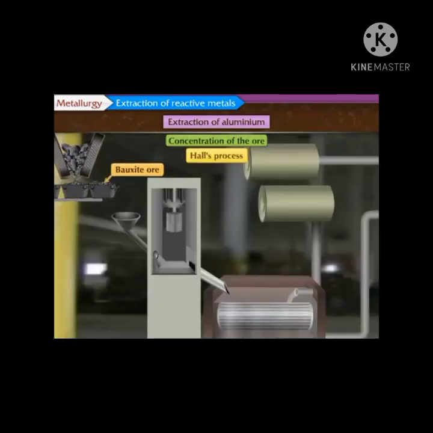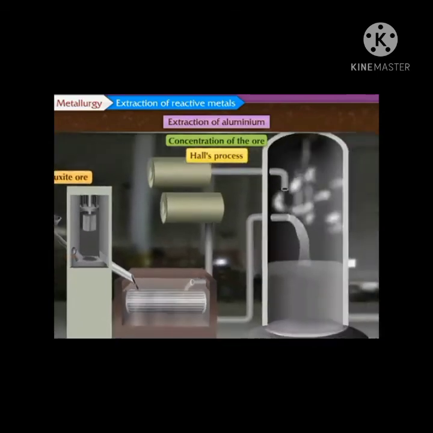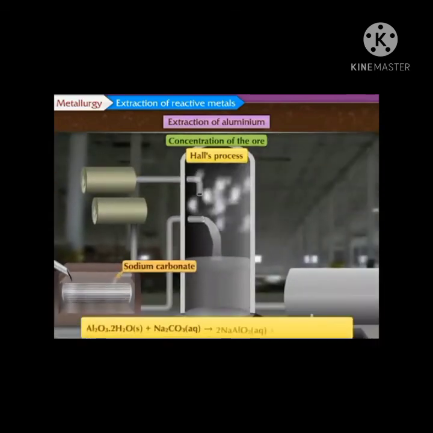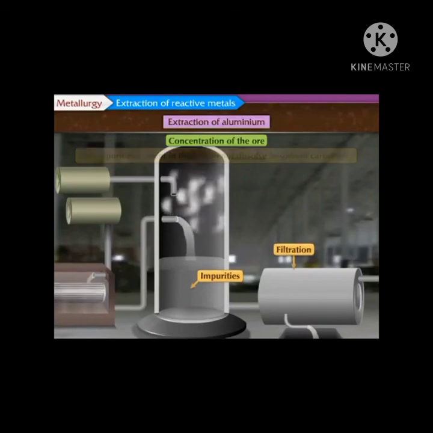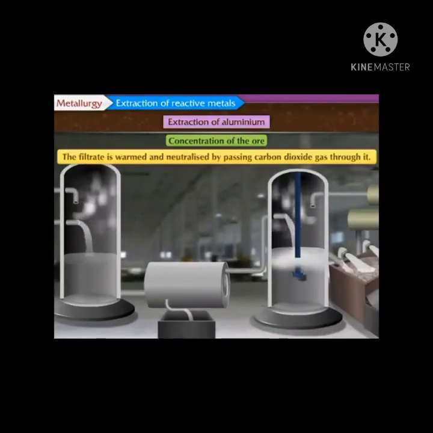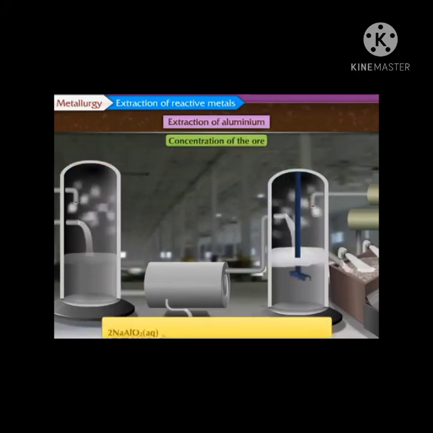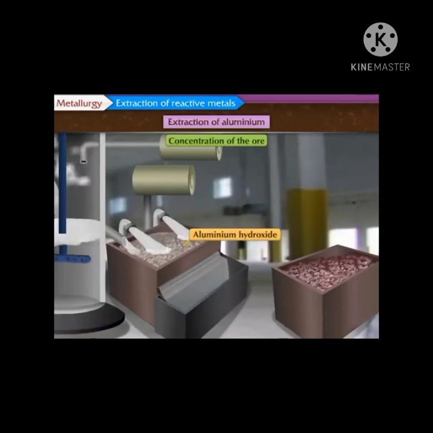In Hall's process, the ore is powdered and leached by heating with an aqueous solution of sodium carbonate to form water-soluble sodium aluminate. This process takes place in the digester. The impurities present in the ore do not dissolve in sodium carbonate. They are separated by filtration. The filtrate is warmed and neutralized by passing carbon dioxide gas through it. This results in the precipitation of aluminium hydroxide.